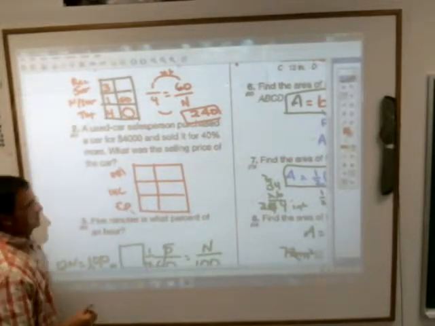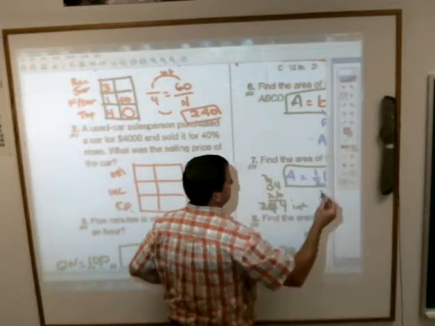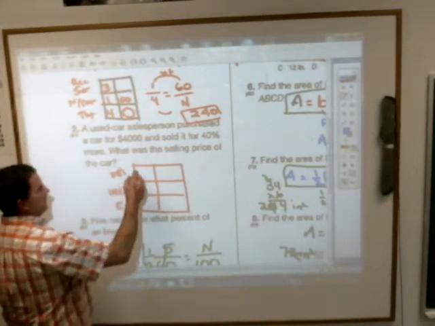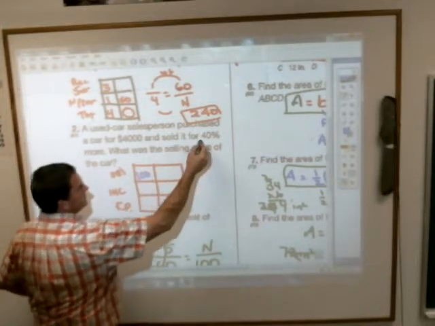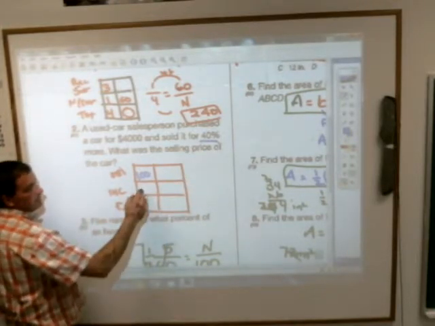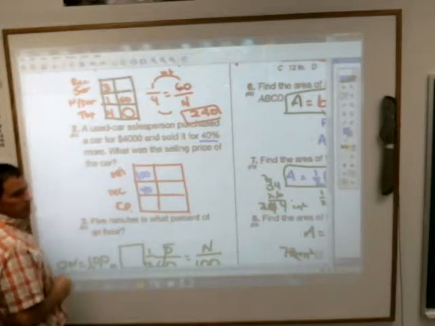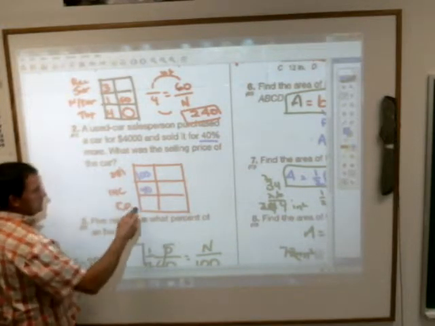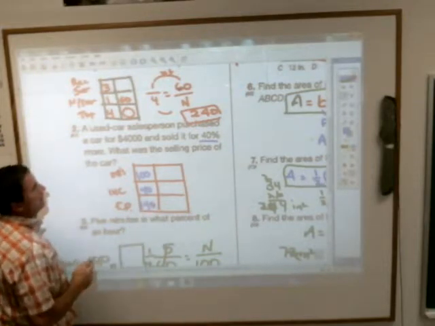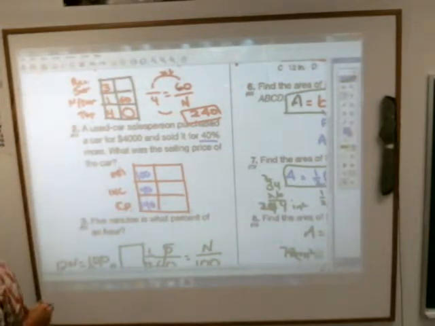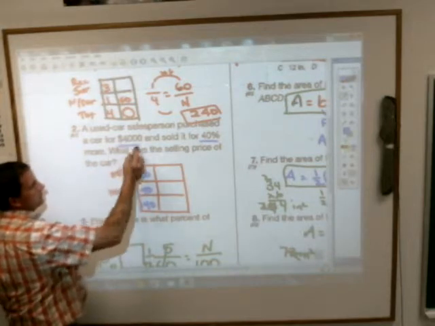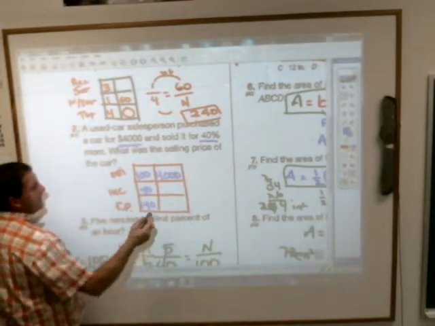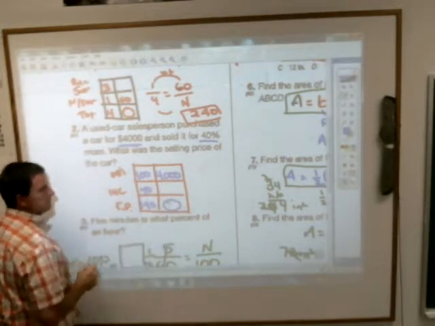What was my original percent, Sage? Original percent is always 100. How much did he increase it? 40%. So the final price was what percent? 140%, put those two together. He purchased the car for $4,000, that was the 100%. What was the selling price of the car?